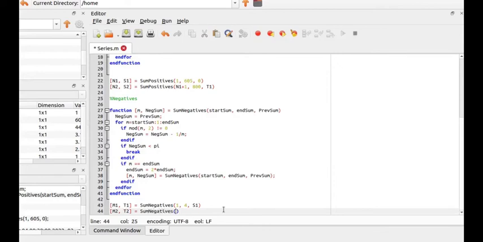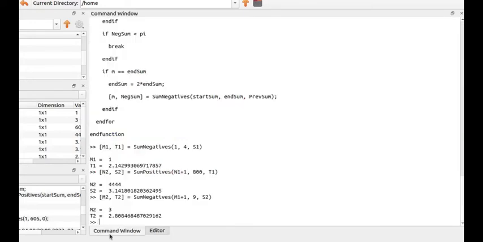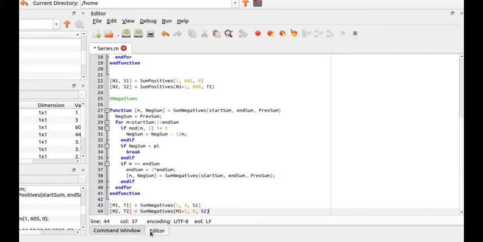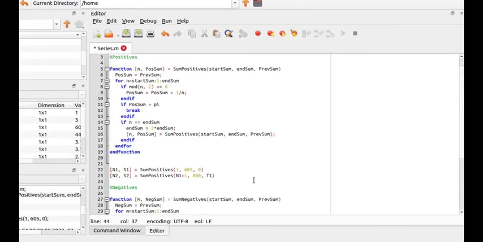We're going to start the sum at m1 plus 1, finish at, for example, 9, and start the sum with S2. When we run the script, we get that m2 is equal to 3, and T2 is 2.8, which is smaller than pi. We can continue doing this infinitely many times to find the reordering b sub n of a sub n.